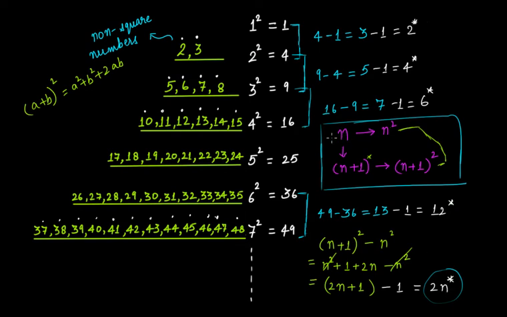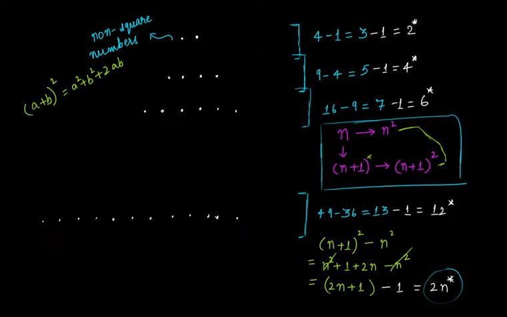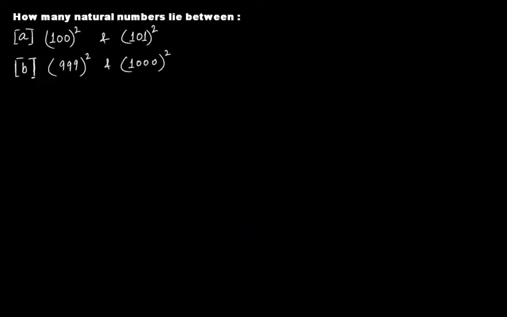Now let's quickly solve some problems based on this. That's why I have said that you should watch that tutorial first. If you have watched that, then solving these problems is very easy for you. It's a piece of cake. Now, how many natural numbers lie between 100 squared and 101 squared? So this is 100, this is 101, this is squared and this is squared.